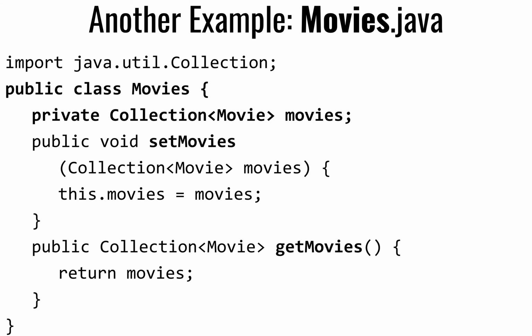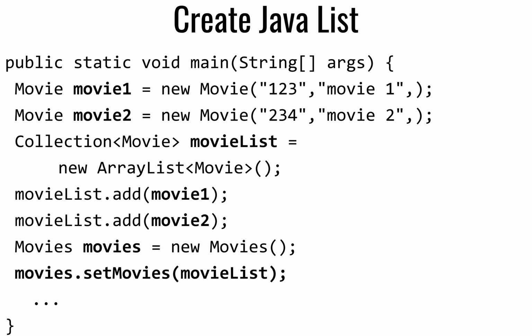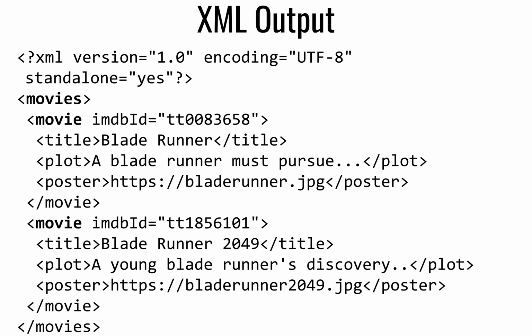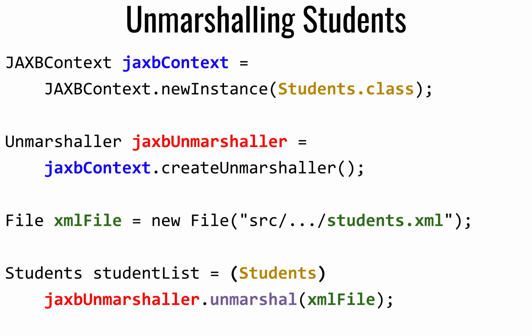So here's an identical example, but using movies. Just adding two movies and writing it out to a list of movies. As for reading, the only difference is that instead of using the marshaller, like we mentioned earlier, you would use an unmarshaller, and it would take as input an XML document and spit out on the other end an instance Java object.